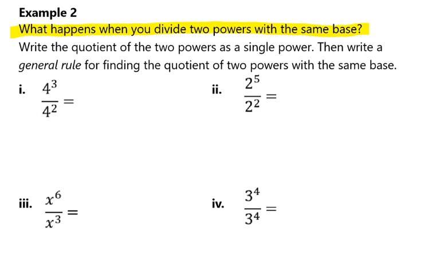Now let's take a look at what happens when you divide two powers with the same base. So we're going to write the quotient of the two powers as a single power. Then we'll write a general rule for finding the quotient of two powers with the same base.